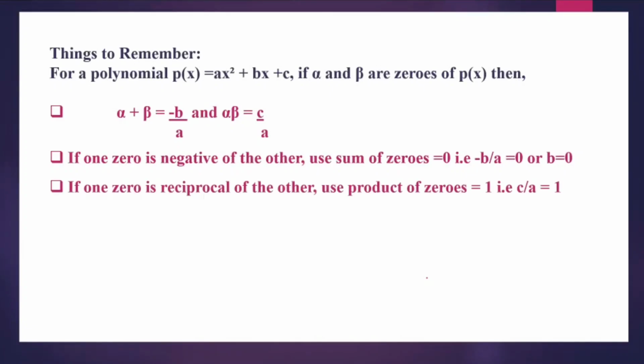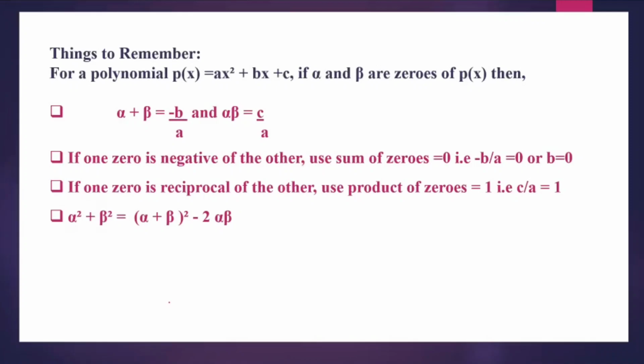If one zero is the reciprocal of the other, use the product of zeros is equal to 1. See, one zero is the reciprocal of the other means if one is alpha, the other becomes 1 upon alpha. So the product of the zeros comes out to be what? Alpha into 1 upon alpha, which will be equal to 1. So c upon a, the constant term upon the coefficient of x square, comes out to be 1, which will help us find out the required things in the question. Then you'll be using these formulae quite often in doing the questions.